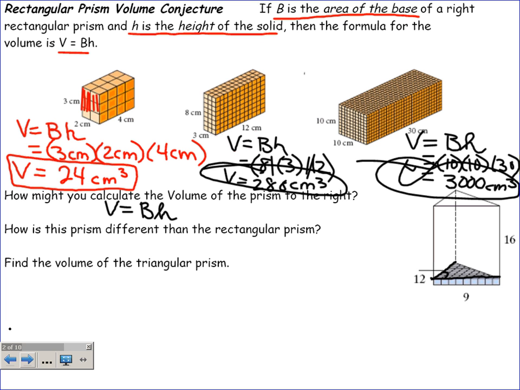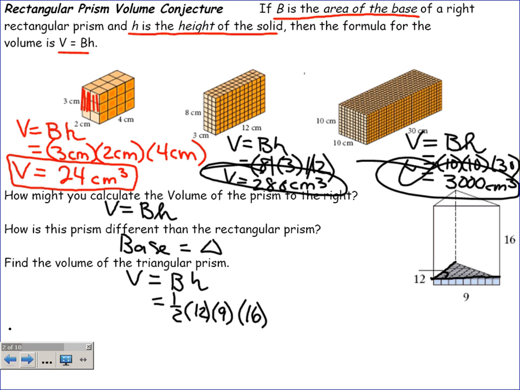How's the prism different? Well, the base is a triangle. Find the volume of the triangular prism. It's still just volume equals area of the base times the height. That means we're going to do 1/2 times 12 times 9. Is that right? 1/2 times 12 times 9 is the area of the base. How tall is the prism? What's the distance between the two triangles? 16. So we are doing what?